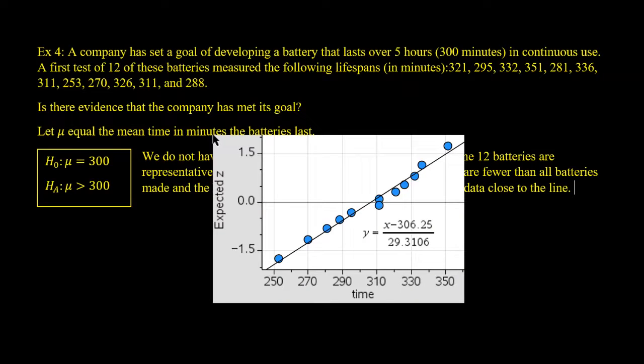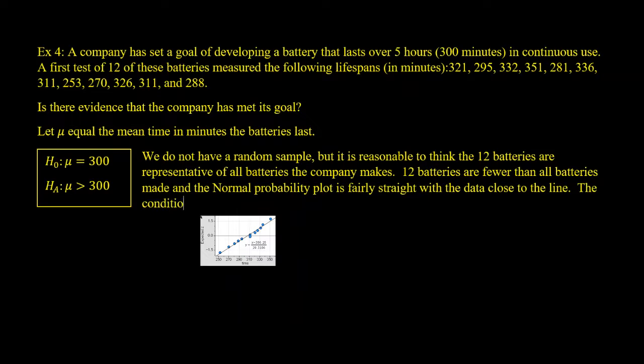And here is that normal probability plot. With the data typed in the calculator, we just do the normal probability plot in the Unit list graph, and there you go. The conditions are met. I will use a Student's t-model for a one-sample t-test with 11 degrees of freedom.